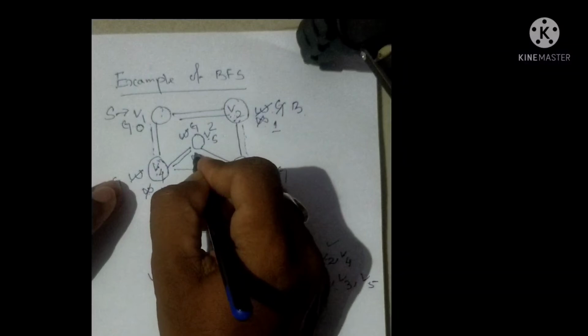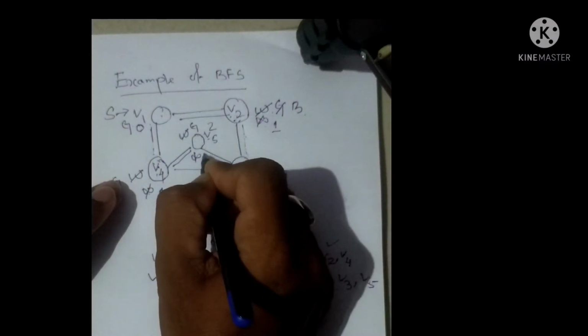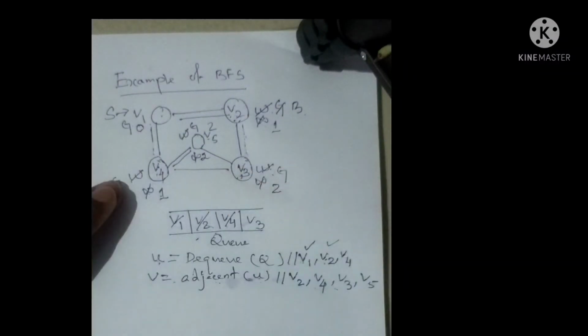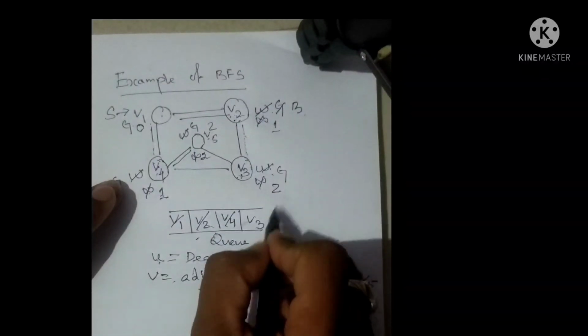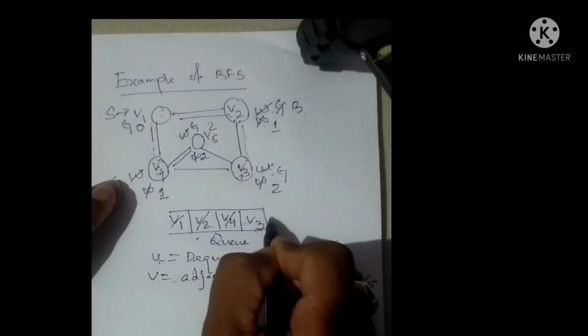So there is no more infinity. I can write here the value is just 2. There is no issue. Now once you got it, then you have to add that V5 to the queue. So V5 is added.